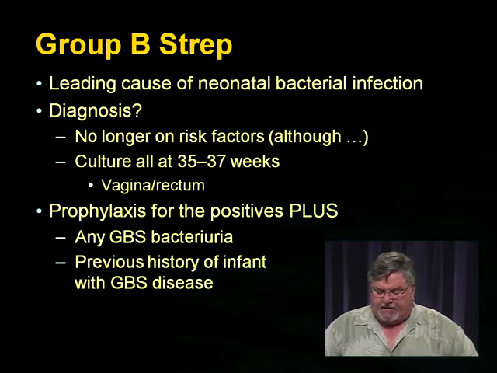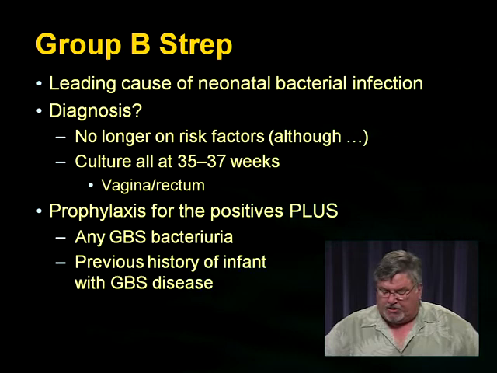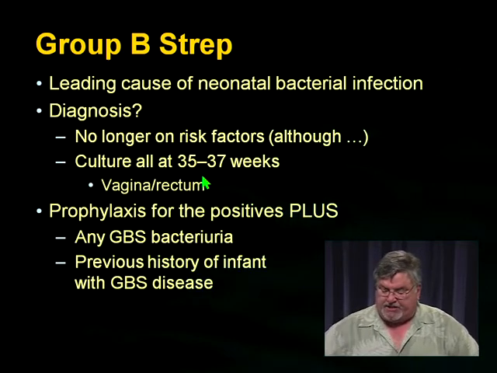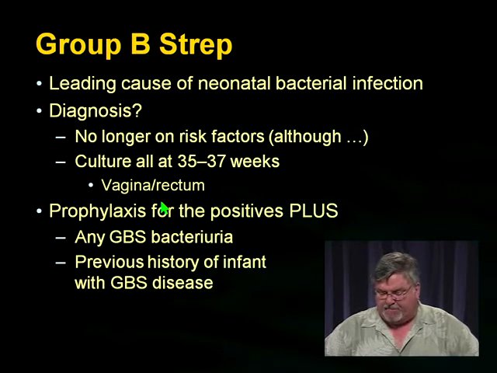We no longer make the diagnosis of Group B strep or the risk factors based on risk factors. So generally, we culture all pregnant women at 35 to 37 weeks gestation. It's important to culture them both vaginally and rectally. That will be a test question. And we give prophylaxis to those pregnancies that are positive.